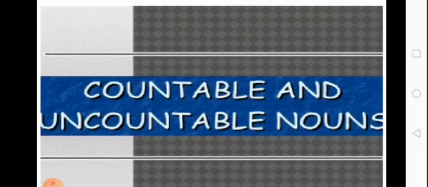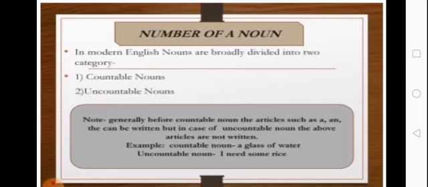Now I am going to start the second type, countable and uncountable noun. Countable, as the name shows, are the things that we can count. Uncountable are the things that we cannot count. We are not able to count them. We can also say that these are number of nouns. In modern English, nouns are broadly divided into two categories, countable noun and uncountable noun.